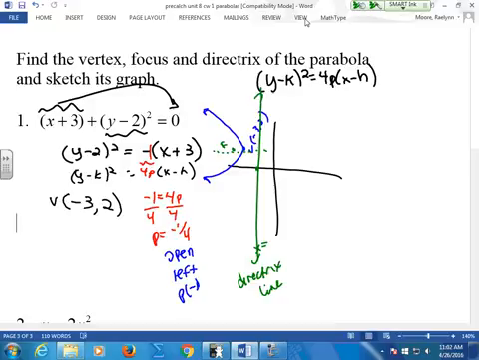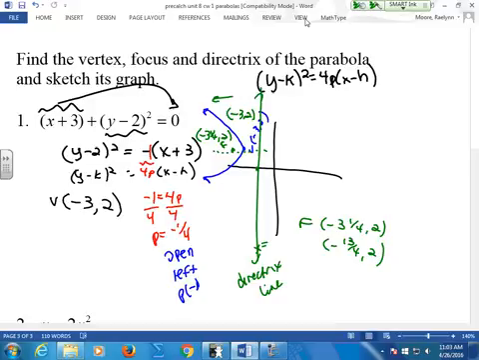So if this point is (-3, 2), and I want to move to the left 1/4, what's my focus going to be? (-3 1/4, 2). So you might want to change that to an improper fraction. So this will be -12 plus 1, (-13/4, 2). There's my focus. My directrix goes the other way, and we had an x equals.